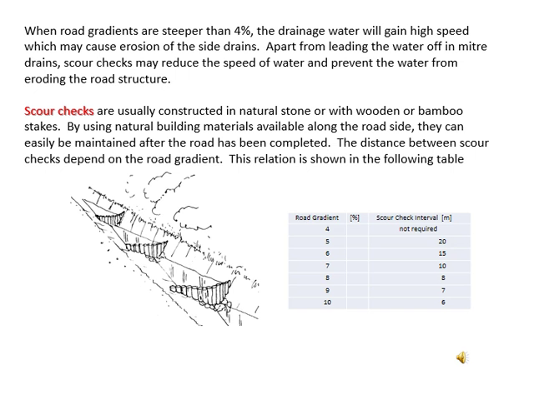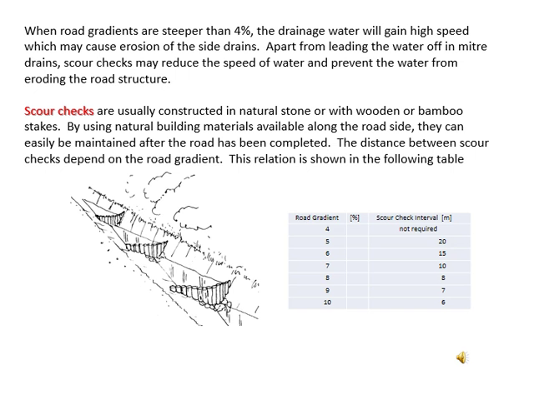So therefore, when the gradient is steeper than 5%, it can erode the soil, so we have to provide scour checks. You can see in the diagram the location of the scour check. The scour checks are usually constructed of natural stone with wooden or bamboo stakes.